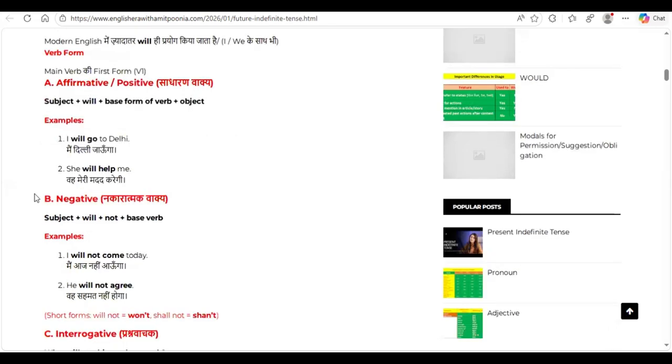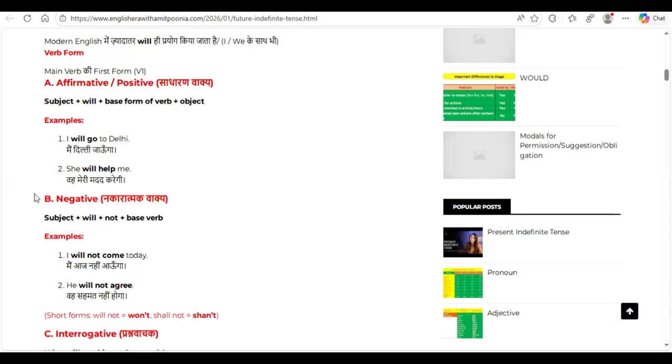We know that there are four types of sentences according to tense: affirmative, negative, interrogative, and negative interrogative. So we will start with affirmative. The structure of the sentence is subject plus will plus base form of the verb, that is the first form of the verb, and then object and the rest of the remaining part.